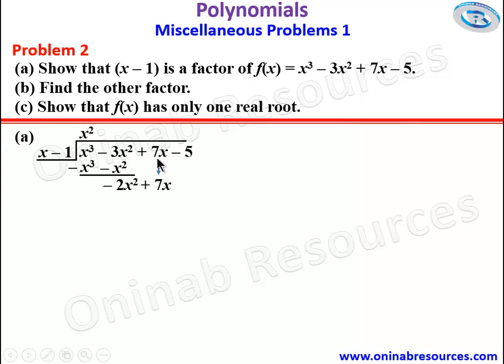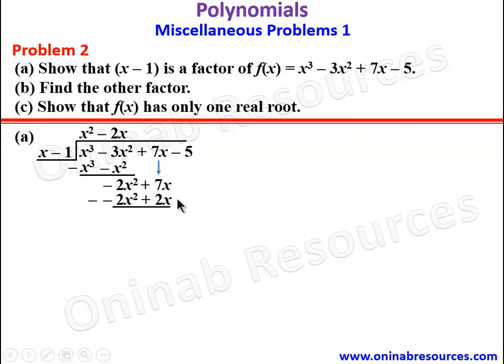After bringing down 7x, we now concentrate on the first term here. Minus 2x squared divided by x will give us negative 2x. We use the negative 2x to multiply every term in the divisor. Minus 2x multiplied by x gives negative 2x squared. Negative 2x multiplied by negative 1 gives positive 2x. Then we subtract. So these first terms are gone.